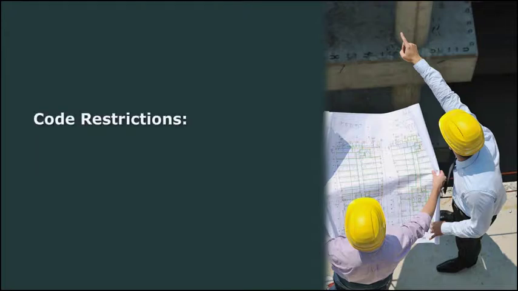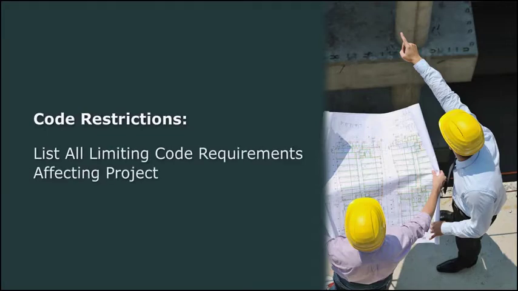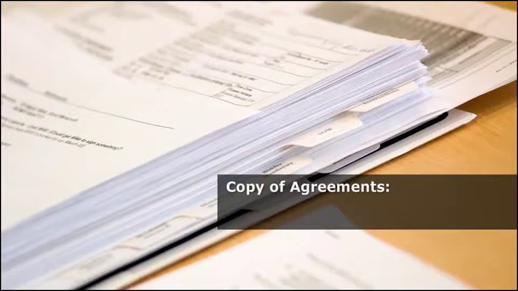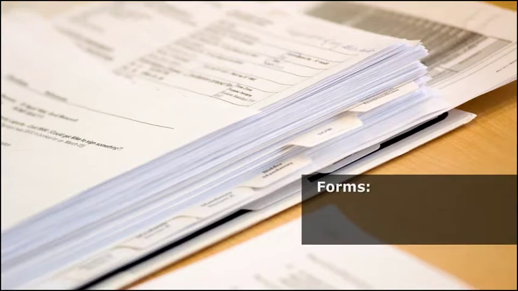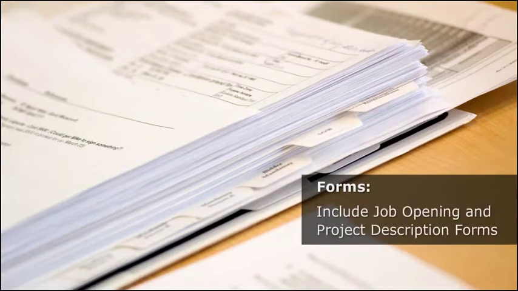8. Code restrictions. List all applicable codes and list all limiting code requirements that will affect the project. 9. Copy of agreements. Include the client agreement. Subconsultants will need this information included in their subconsultant agreement as they must comply with its terms. Include subconsultant agreements and include any joint venture agreements. 10. Forms. Include all job opening forms and project description forms.